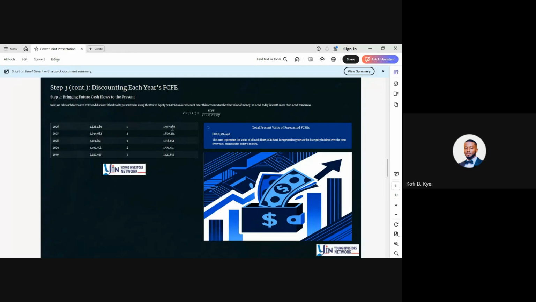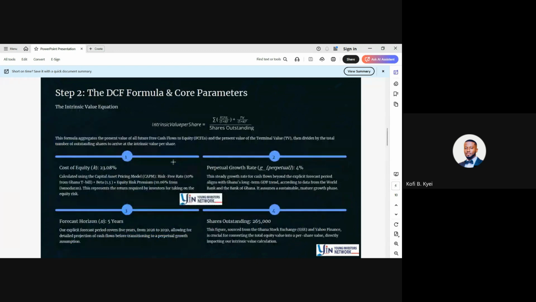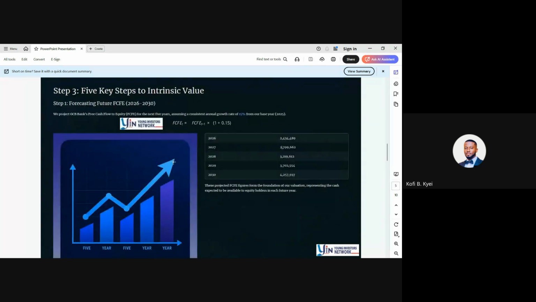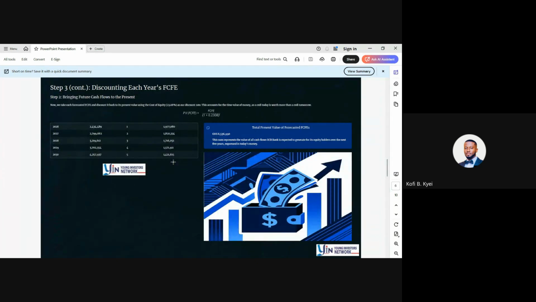So the total of the present value of the forecasted figures, add all of them. It's a step-by-step thing. You need to follow the steps. I think I missed step 3 is coming 2 times. Okay, so step 3 continue.